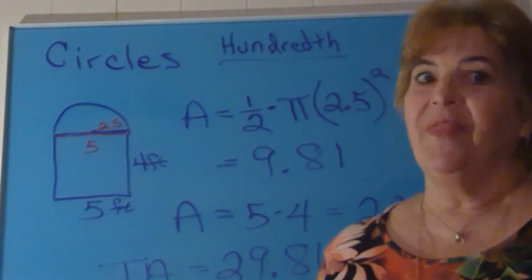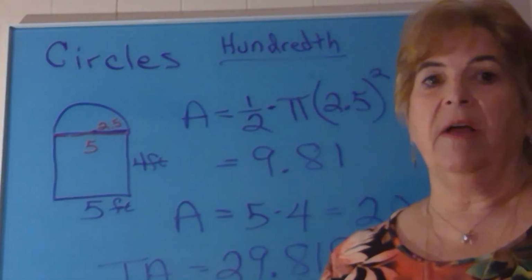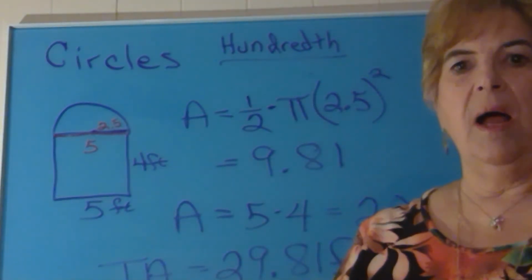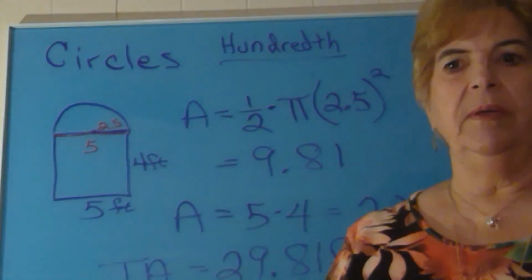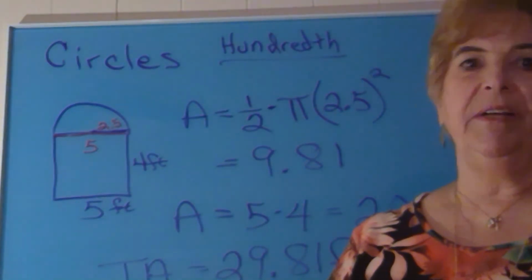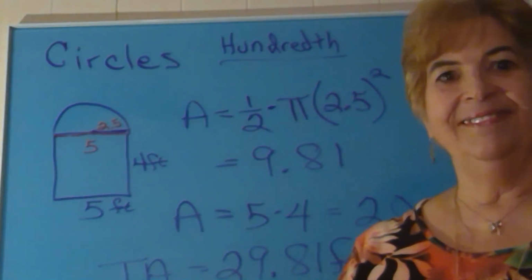So that's how you find the circumference and the area of a circle. And with our example, we even had something a little more complicated than just a circle because we added a rectangle on the bottom of it.